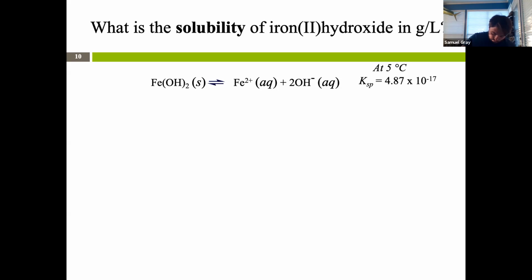I'm honestly still kind of confused, but we were talking about how we would initially set it up, and that it was similar to some of the equations before. We did get to the final setup of the KSP value, that's 4.87 times 10 to the negative 17 would be equal to 4x cubed. And that's as far as I've gotten.